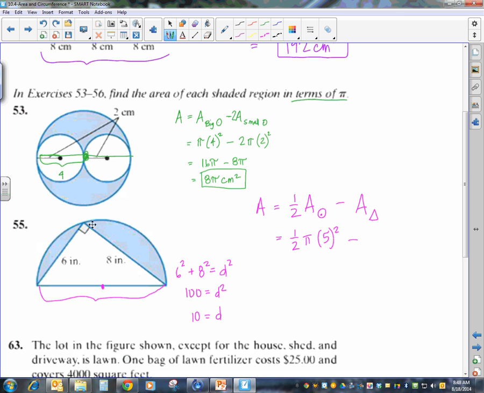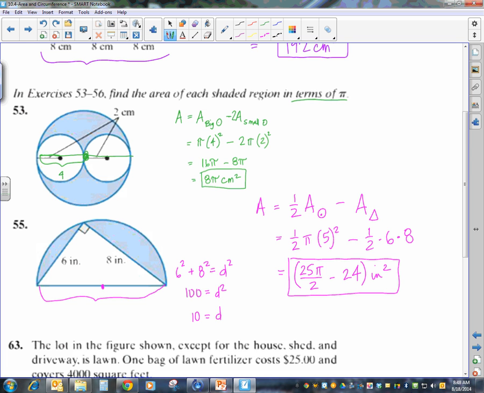And the area of my triangle is 1/2. Remember, the base and the height always have to be perpendicular, so it's going to be 6 and 8. So this is going to give me 25 pi over 2 minus 24. And they said leave it in terms of pi. So that's inches squared.